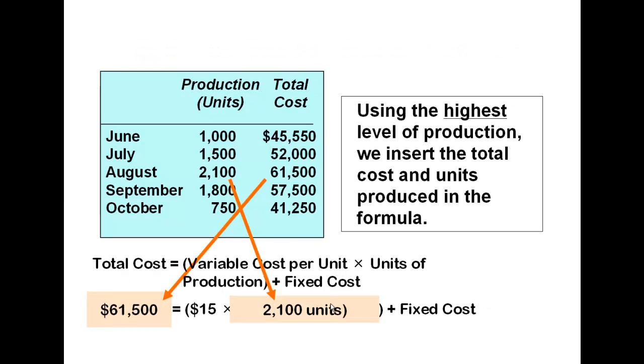So we see here we're going to take one of these. It doesn't matter if we use the high or low. So we're just going to take the highest in this example. So using the highest level of production, we can insert the total cost and the units produced into that formula. So we know that the total cost was 61,500. So we plug that in here, and that's going to equal the $15, the variable component per unit, times 2,100.